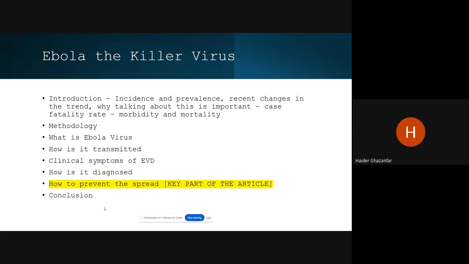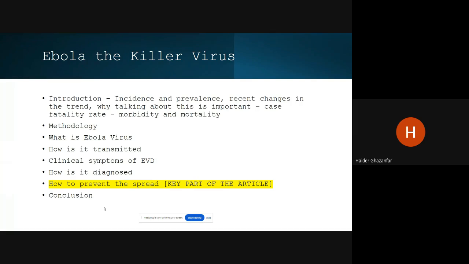So coming to my first article, Ebola, the killer virus. What we did was we wrote the introduction, and the introduction was focused on the incidence, the prevalence, recent changes in the trend, and why talking about the Ebola virus disease at that time was important, and why it has such a high morbidity and mortality rate. The second part of the article was our one line on the purpose of the review article, which showed that because of the high morbidity and mortality, it's very important to have good preventive measures as well as treatment measures for Ebola disease.